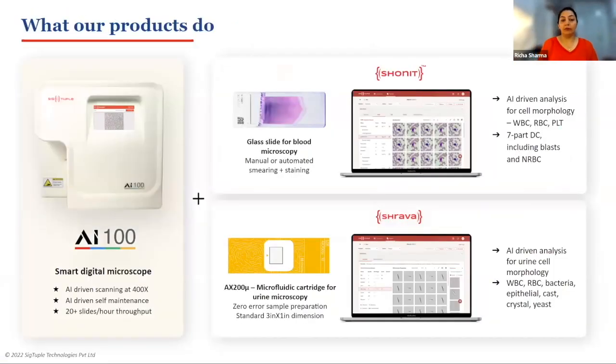So how do we use it? This is the hardware, AI100, and we can use our regular slides that we use for giving diagnosis in our labs, whether it's a manual staining or an automated staining, a manual smear or an automated smear, doesn't matter. The device is robust enough to analyze these smears and give a result. When we scan a blood smear, we use Shonit software in the same machine, and that gives us a 7-part differential count, along with cell morphologies of WBCs, RBCs, and platelets. If we are using AI100 for urine microscopy, then in that case, we have to use a microfluidic cartridge.